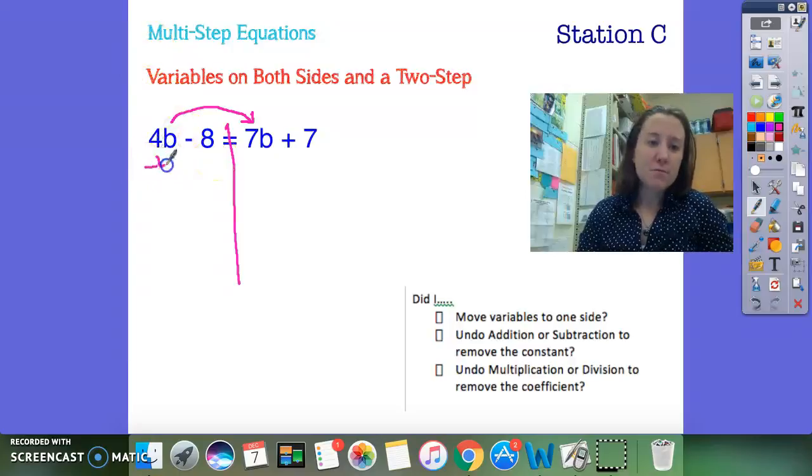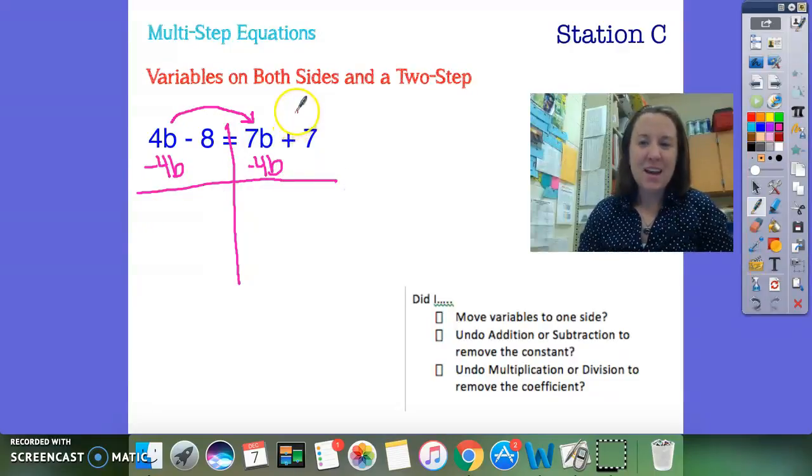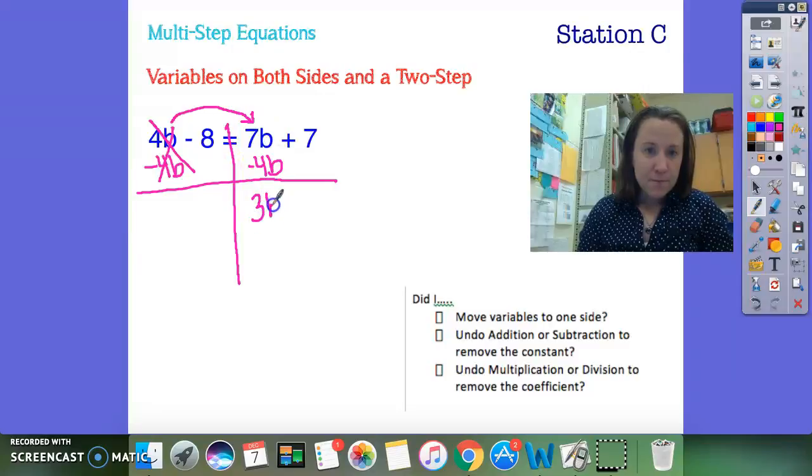So what I'm going to do is write in minus 4b on the left and on the right. This is the same as any other additive inverse, like 3 minus 3, 3 plus negative 3. 4b minus 4b is 0. It's the same idea as when we add or subtract anything to remove the constant. Now we're just moving the variable. 7b minus 4b is 3b. I still have this plus 7 on the right, and I still have this minus 8 on the left.